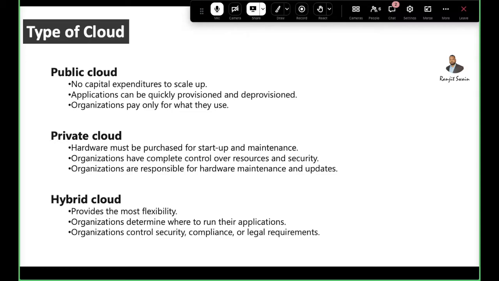As for the public cloud, why and when to use it, I'll explain further in the class. Public cloud requires no capital expenditure to scale up. Applications can be quickly provisioned and deprovisioned. Organizations pay only for what they use.